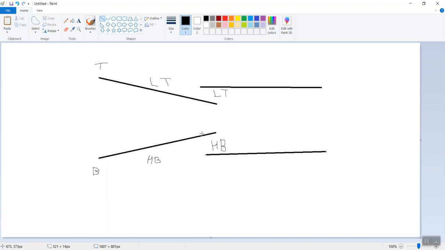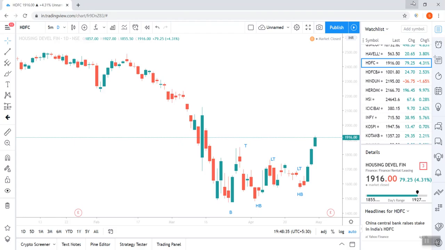So if this is a daily time frame, I will put an alarm here saying that if the price goes above this particular price range, I will be long at this position. If the price goes below this, then I will be short at this position. So let me navigate to HDFC Bank, which recently had a symmetrical triangle breakout.